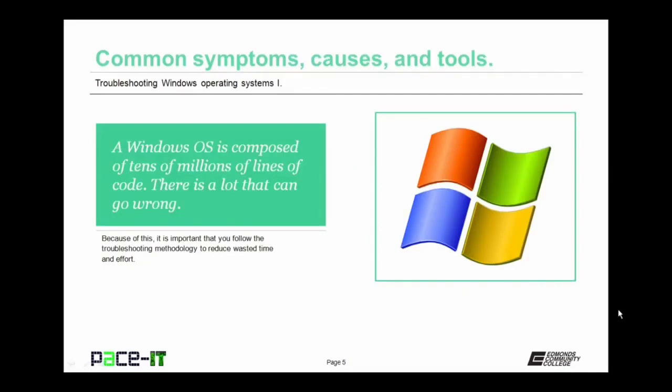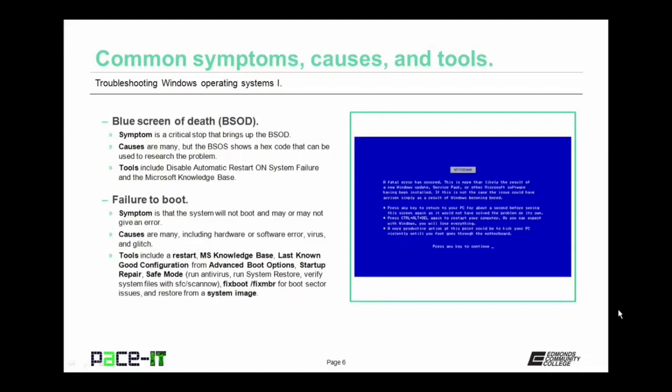So we need to begin by talking about the Windows operating system. It's composed of tens of millions of lines of code. That's a lot of complexity, and there's a lot that can go wrong. Because of this, it's important that you follow a troubleshooting methodology to reduce your wasted time and to reduce your effort level.